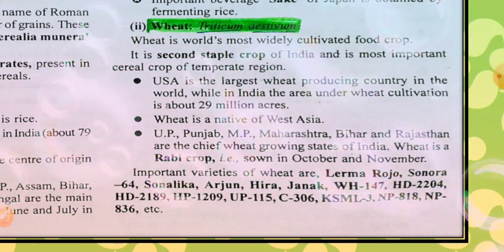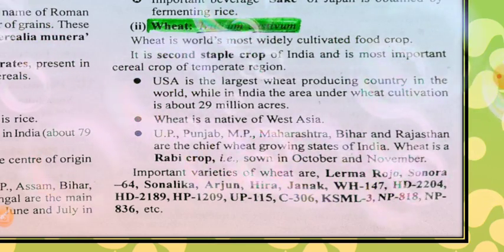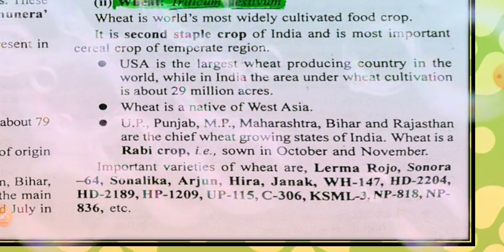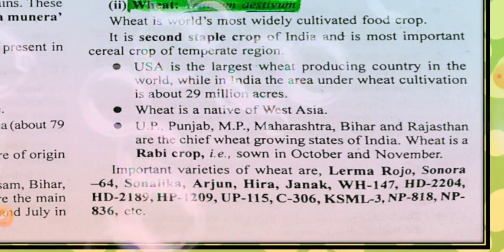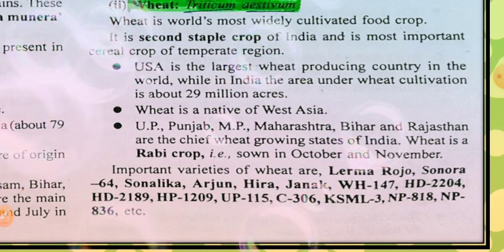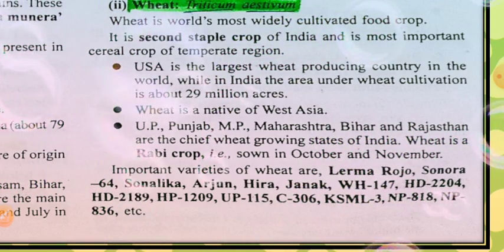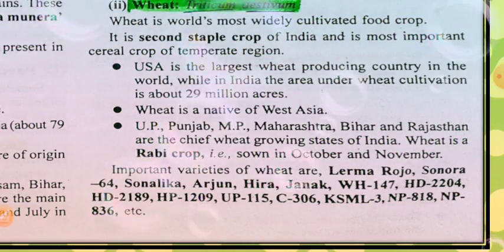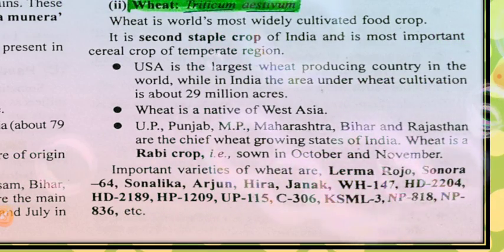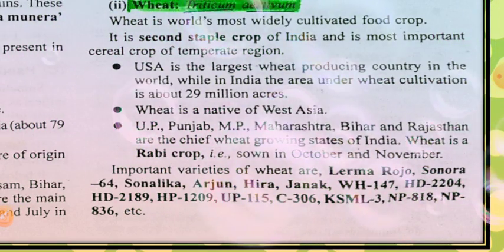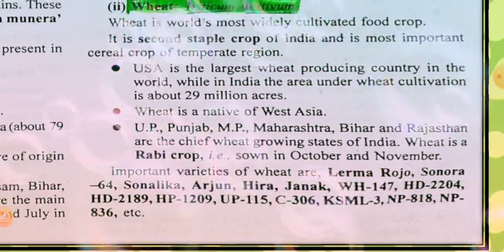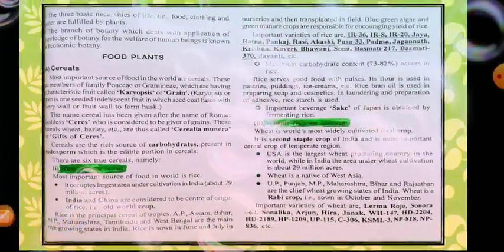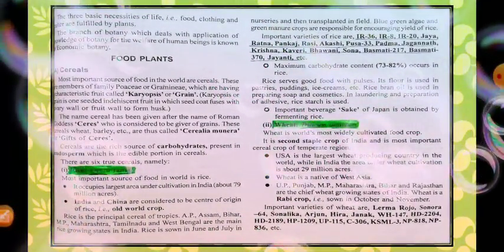Important varieties of wheat are Lerma Rojo, Sonora 64, Sonalika, Arjun, Hira, Janak, WH 147, HD 2204, HD 2189, HP 1209, UP 115, C 306, KSML 3, NP 818, NP 836. So these are some important varieties of wheat. You can note down all those things, and this is very important for all of you.